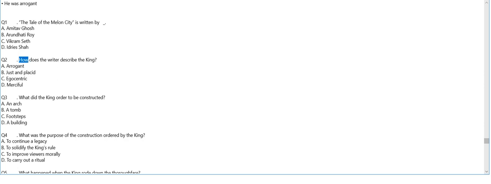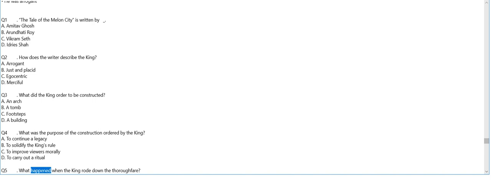Q2. How does the writer describe the king? A. Arrogant. B. Just and placid. C. Egocentric. D. Merciful. Q3. What did the king order to be constructed? A. An arch. B. A tomb. C. Footsteps. D. A building. Q4. What was the purpose of the construction ordered by the king? A. To continue a legacy. B. To solidify the king's rule. C. To improve viewers morally. D. To carry out a ritual.